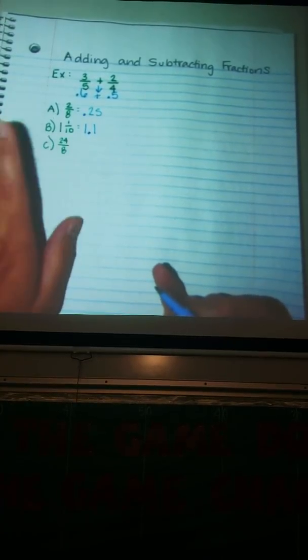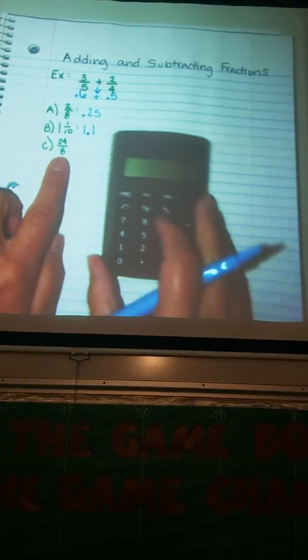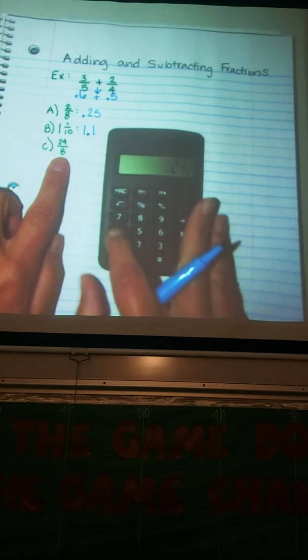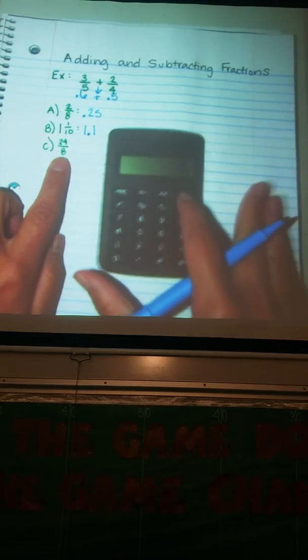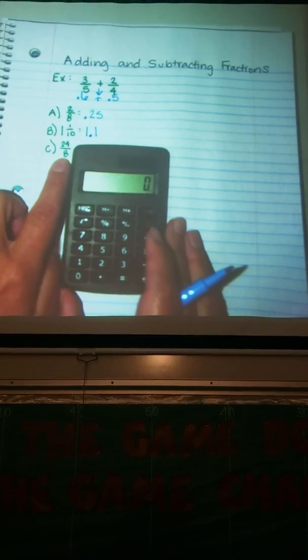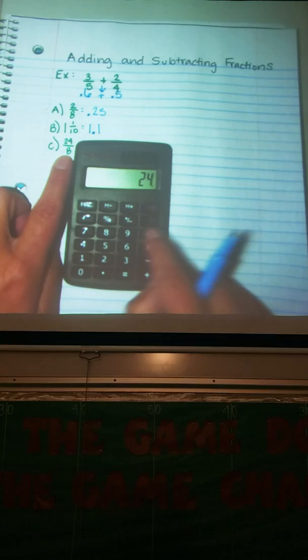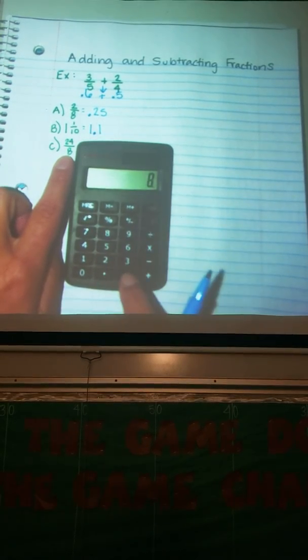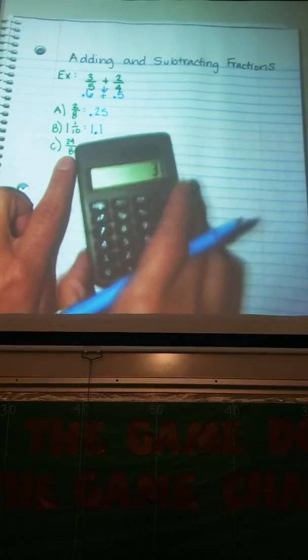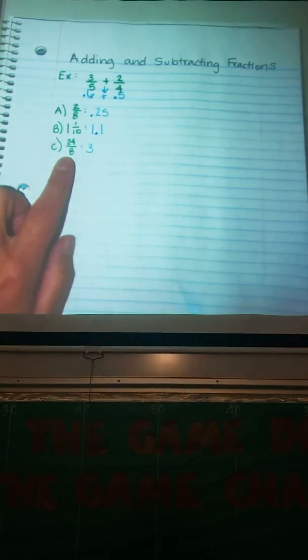The next one that we're gonna do is 24 over 8. So 24, oops, I accidentally hit a decimal, y'all. Be careful, don't do that. See, I was just making a mistake for you guys. I'm not perfect either. 24 divided by 8 equals 3. Okay, we all know what 3 is.